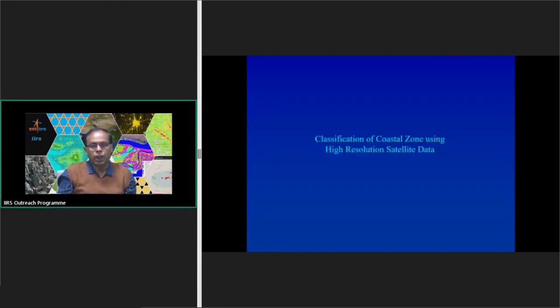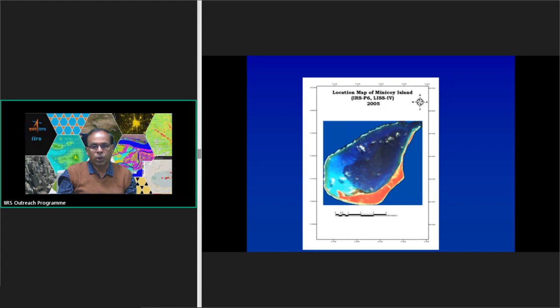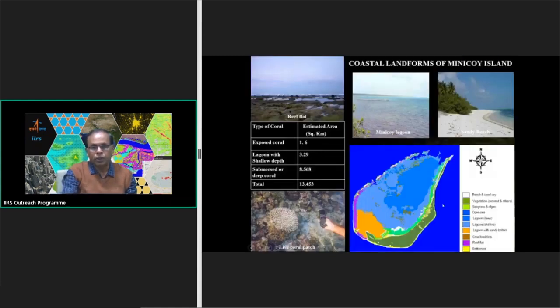Then the ocean color data is also useful for classification of coastal zone. So for this, high resolution data is required, and here we are showing the Minicoy lagoon. So we have taken the IRS P6 LISS-4 data, and this is a supervised classified map of the lagoon, which shows beach sand, vegetation, seagrass and algae, open sea, lagoon, shallow area, and coral boulders, reef flats, and settlements, etc.